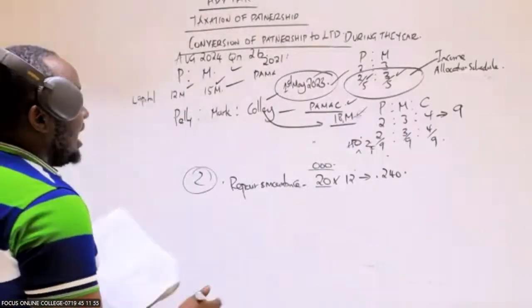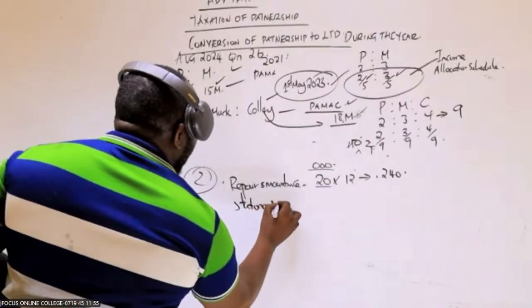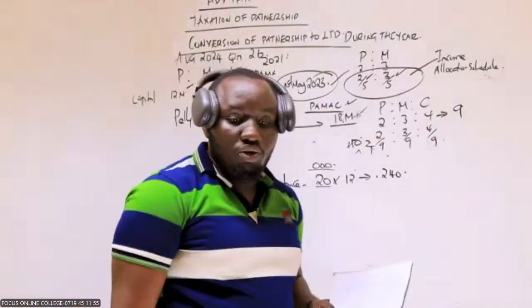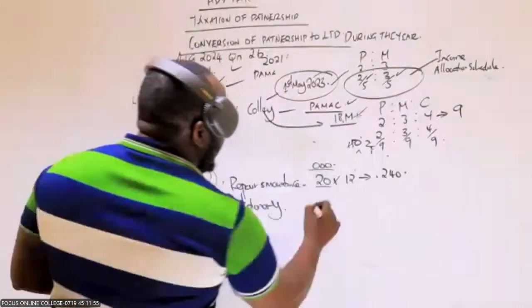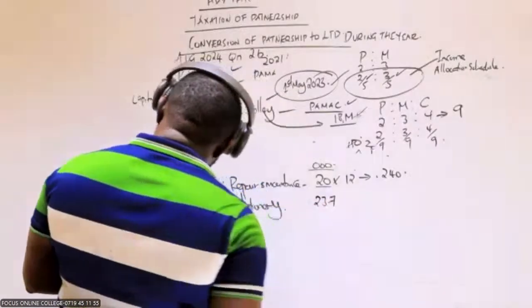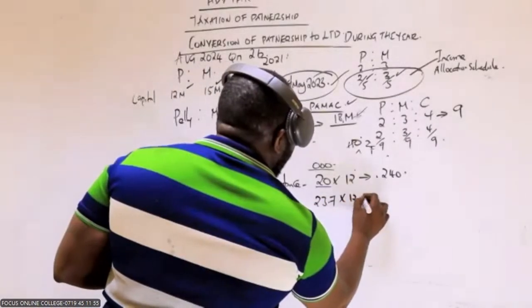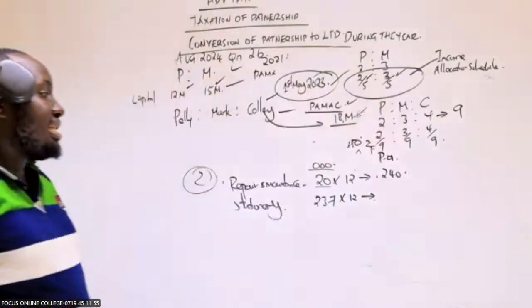Then you have stationery. Is stationery an allowable or non-allowable expense? That's an allowable expense. Monthly, we have a figure of 27.7, rounded to 1,000. Then we multiply by 12. What is the total for the whole year? This should be per annum. Yes, it's allowable per annum.